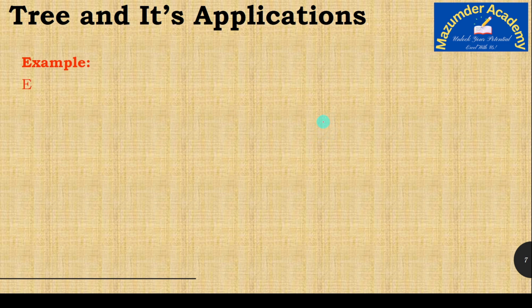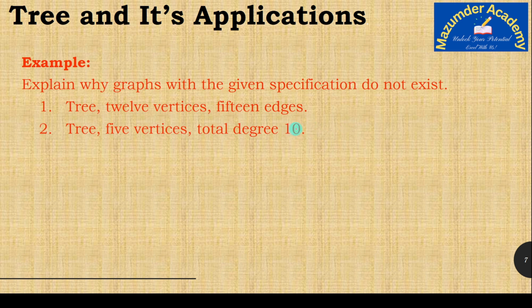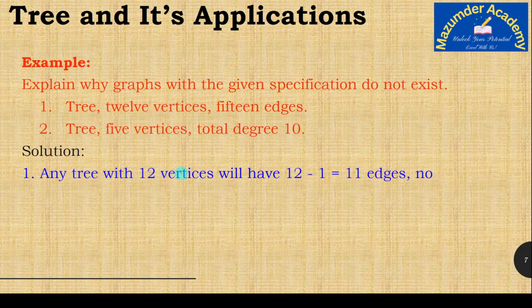Next, let us see an example. Explain why graphs with the given specification do not exist. First question, a tree with 12 vertices and 15 edges. Second question is a tree with 5 vertices and total degree of 10. Answer number 1. We know any tree with 12 vertices will have 12 minus 1 equal to 11 edges, not 15. Just now we have seen for any tree with n vertices, the number of edges will be n minus 1. So here your n equal to 12, so the number of edges will be 11. But as per the question it is 15 edges, which is not possible.